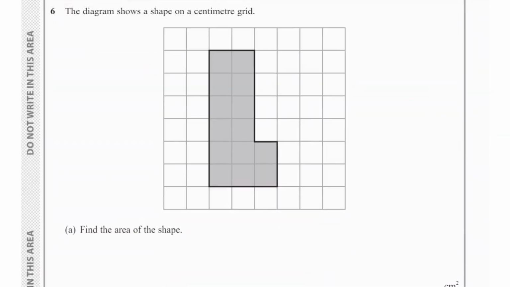Question number 6 says, the diagram shows a shape on a centimeter grid. Find the area of the shape. If it's a centimeter grid, that means each small square equals 1 centimeter. So over here we have 1, 2, 3, 4, 5, 6, 7, 8, 9, 10, 11, 12, 13, and 14. Since we have 14 squares in this shape, the area is 14 centimeter square.